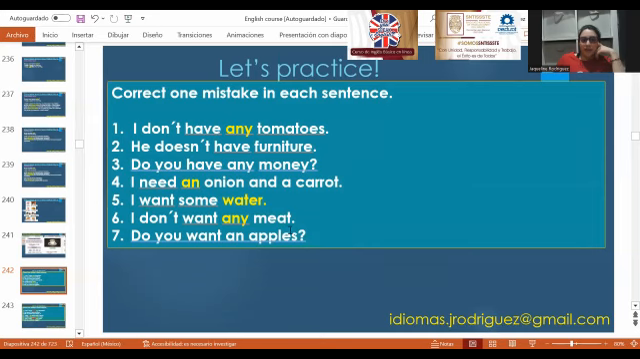And finally, do you want an apples? Okay, apples starts with vowel sound. Empieza con sonido de vocal, ¿no? Pero ¿qué pasa? ¿Qué es plural? Apples. So, what's the mistake? Mi error es an. Puede ser ese mi error, o si ustedes lo corrigieron de esta forma, está bien. Si lo corrigieron así, también está bien. ¿Ok? Solo había que eliminar la letra S. There it is correct.